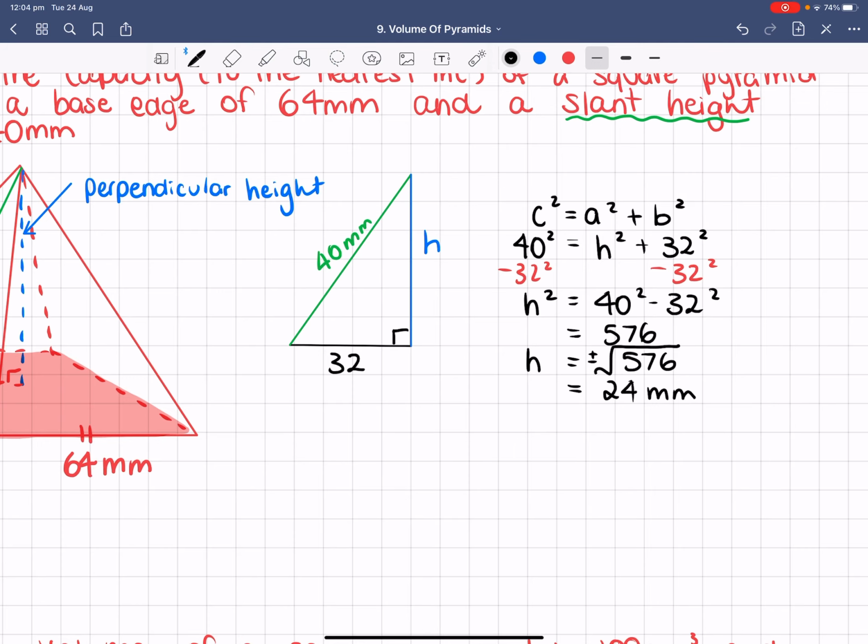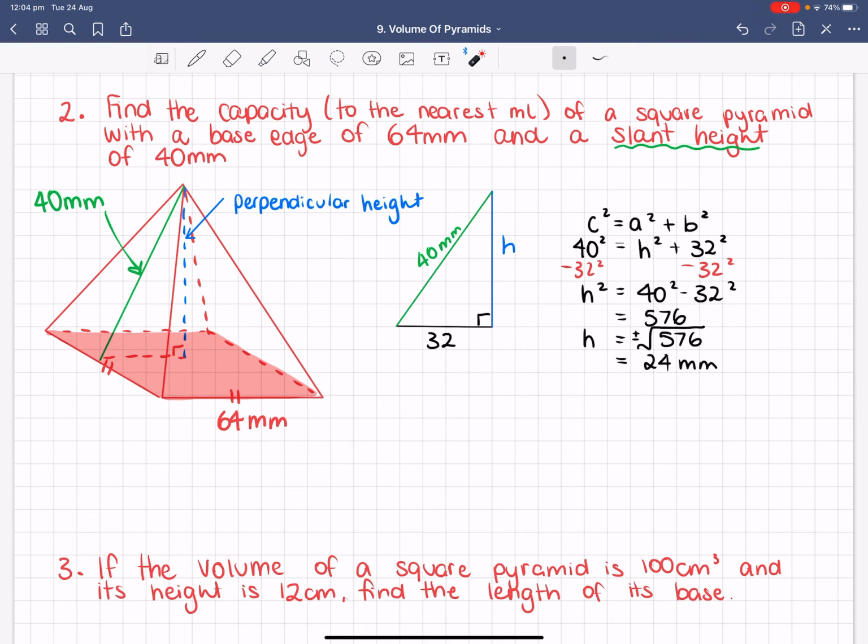So now we've got our perpendicular height. We can continue on with our volume. So remember, for our volume, we want the area of the base. And because it's a square, 64 times 64. Just going to move that down a little bit. And that gives us 4,096.